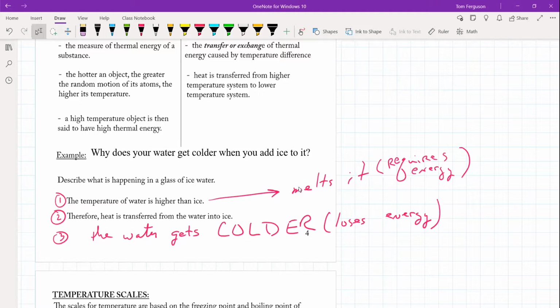That makes sense? Yeah, thank you. A lot of people don't know why their drink gets cold when they put ice in it. It's because the energy required to melt the ice takes the energy from the water. When energy is taken from the water, it gets colder.